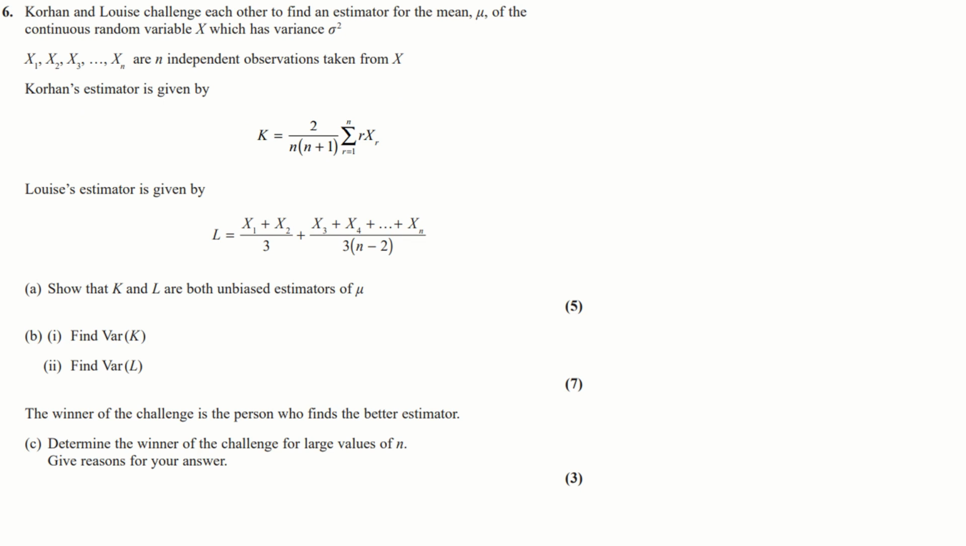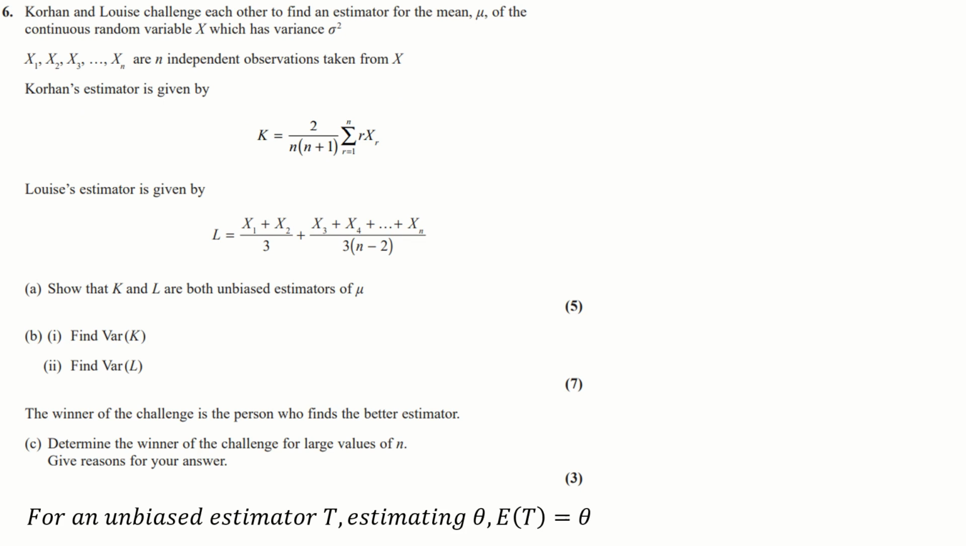So for an unbiased estimator T, estimating something theta, the expected value of T should be equal to theta. That's for an unbiased estimator. So we're estimating mu, so we want E of K and E of L to be equal to mu. So let's work them out. Let's work out E of K. So firstly, let's just unpick this a little bit. When R is 1, this is 1 as well, so we get 1 lot of x1. When R is 2, we get 2 lots of x2. R is 3, 3 lots of x3, and so on up to n.